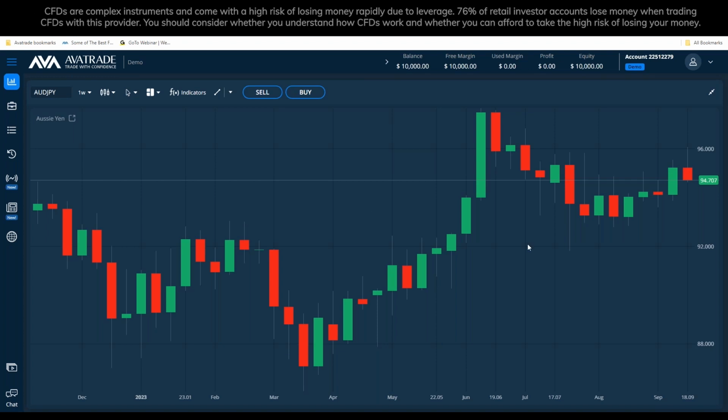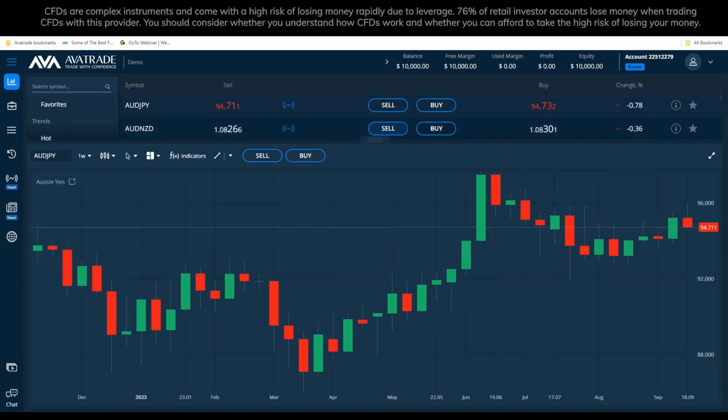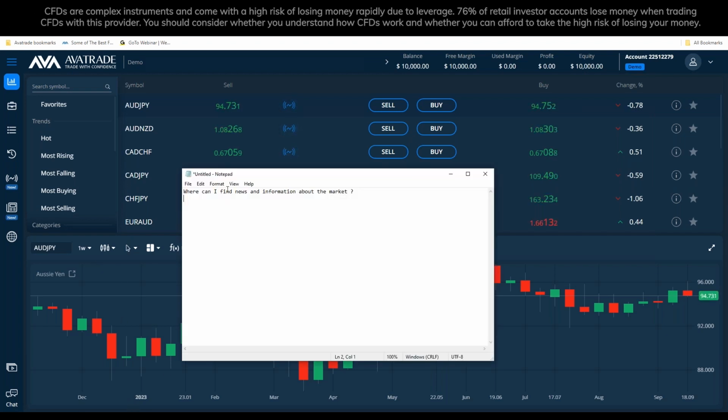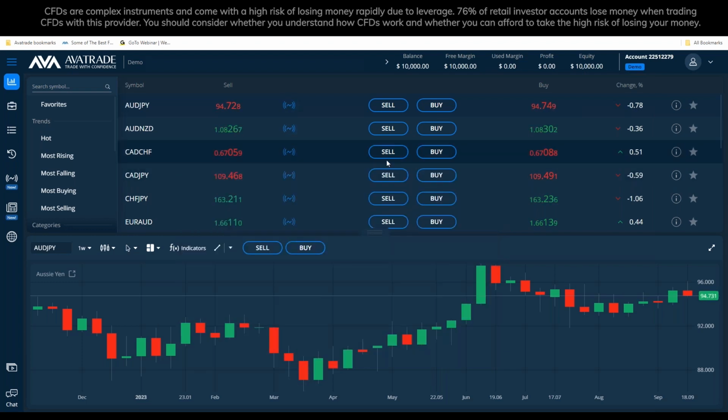To enjoy the rest of the interface, which is hidden behind this chart, I'm going to click here on the two tiny arrows pointing at themselves, up or right, and then I'm going to see what is behind it. Now, the question refers to where I can find news and information about the market.